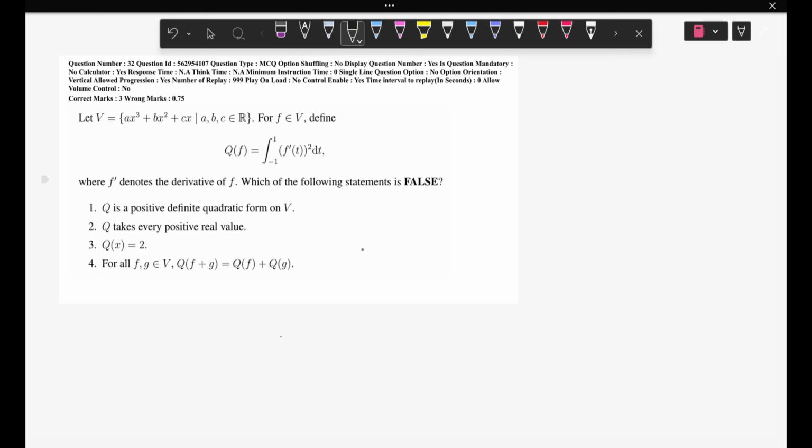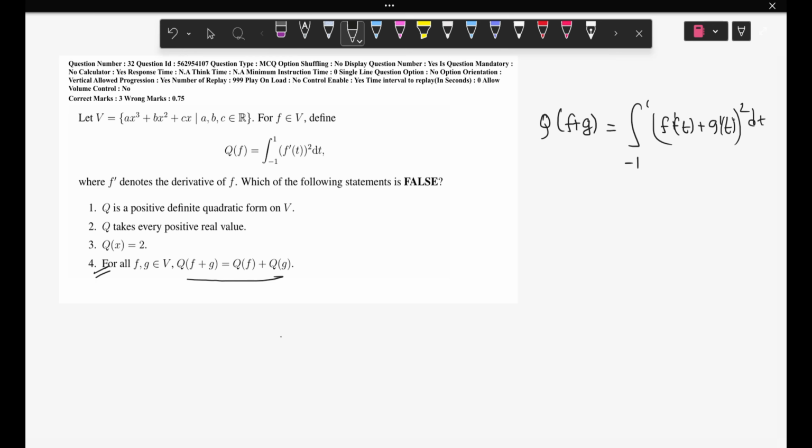Now we know that a square can never be expressed as a sum in this way. So as per the question we will always verify this option first. So let's see whether this is a correct option or a wrong option. For this purpose, Q of f plus g is equal to the integration from minus 1 to 1 of f dash t plus g dash t whole square dt.